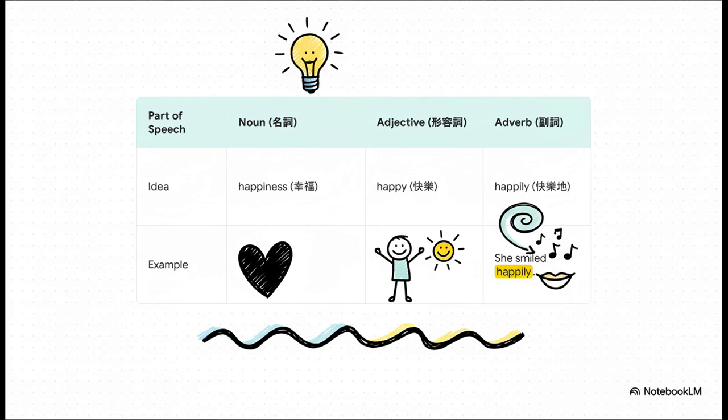Now check this out, because this is pretty cool. A single idea, like happy, can actually change its form depending on the job it has to do in a sentence. It can be a noun, an adjective, or an adverb. In the first example, happiness is the thing she found. In the second, happy is describing the person. And in the third, happily tells us how she smiled. It's all about picking the right word for the right job.